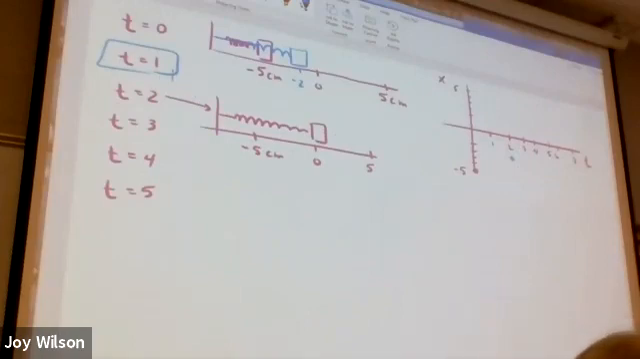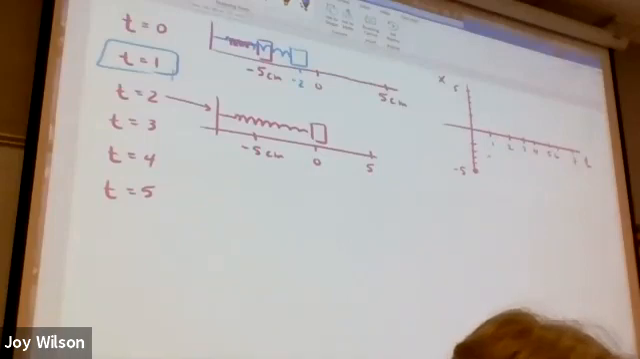Oh, I see what I did. I put the dot in the wrong spot. That's what the problem is. So at 1 second, we were at -2. And at 2 seconds, we were at 0. What's going to happen when we get to 3 seconds?